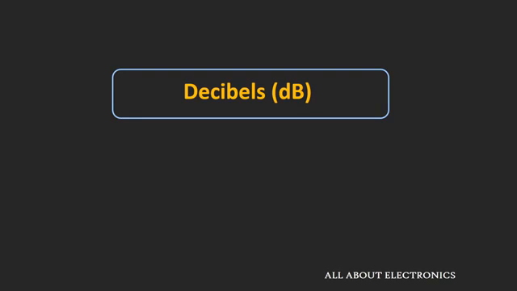So in this video we are going to learn about the decibel scale, which is commonly used in electronics and communication systems. And we will also see the different decibel scales like dBm, dBW and dBV. Now I am sure many of you already know about this decibel scale and how it is used in electronics and communication systems.